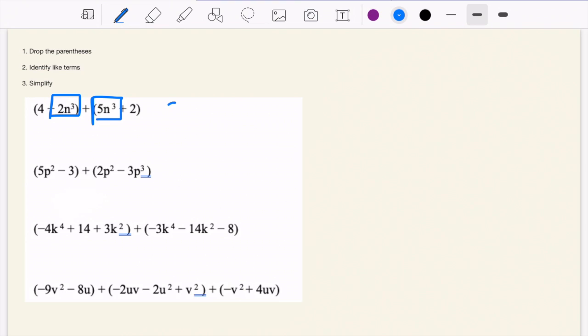Now, if there was a 3n squared, those would not go together, because we want n cubed as the last name in both instances. So when we deal with polynomials, when we add them, we have 3 steps. The first step is to drop the parentheses. If we look at this first one, we would rewrite it as 4 plus 2n cubed and just drop the parentheses. So rewrite the whole thing without the parentheses.